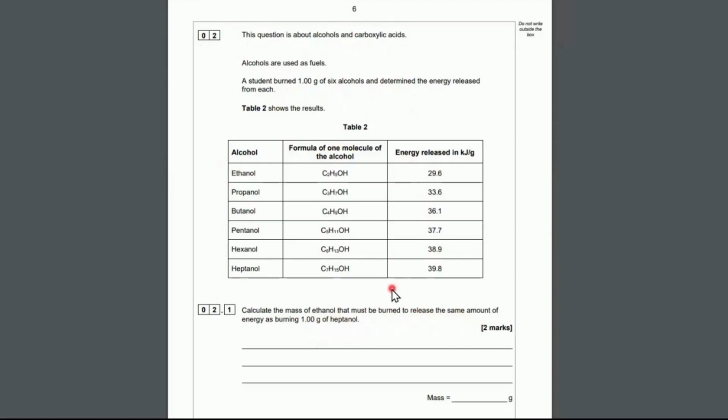Calculate the mass of ethanol that must be burned to release the same amount of energy as burning 1 gram of heptanol. So heptanol has 7 carbons. It's down here at the bottom. I'm circling it in pink. And when you burn 1 gram, it releases 39.8 kilojoules of energy. If we look at ethanol, which is right at the top, I'm going to circle this in blue. This has only got 2 carbons, and it releases 29.6 kilojoules of energy when you burn a gram.